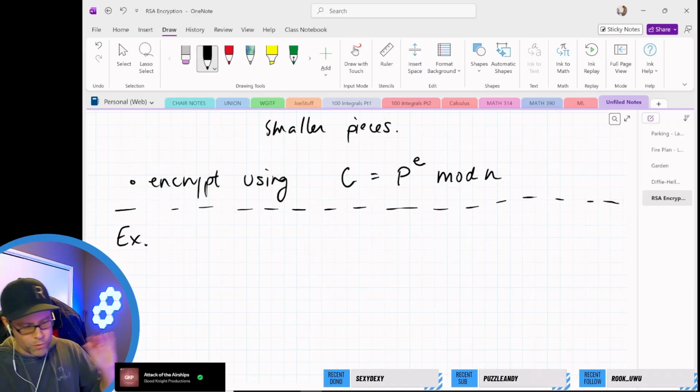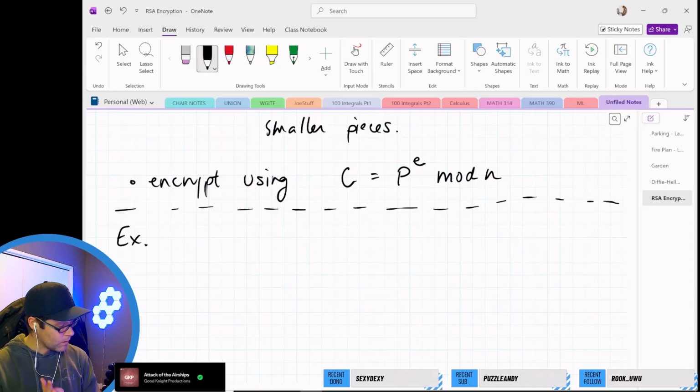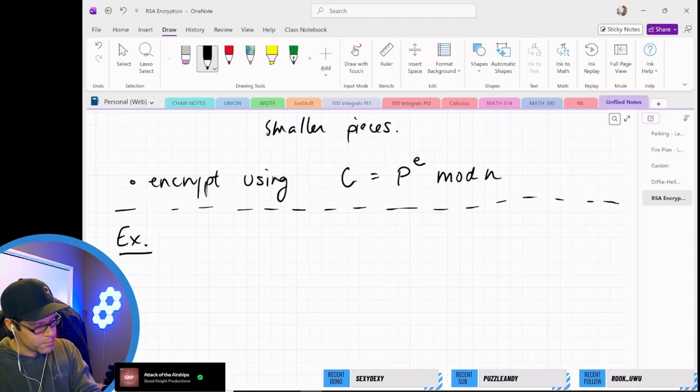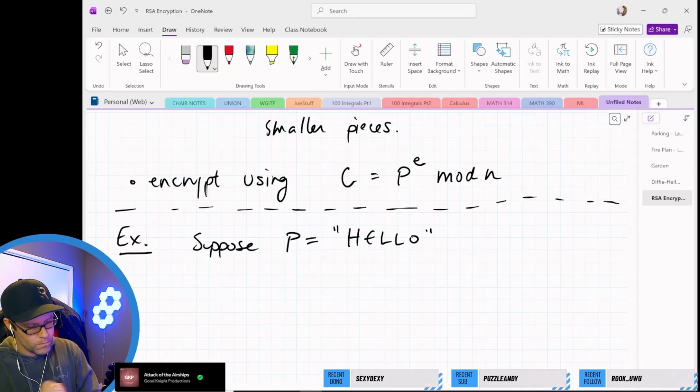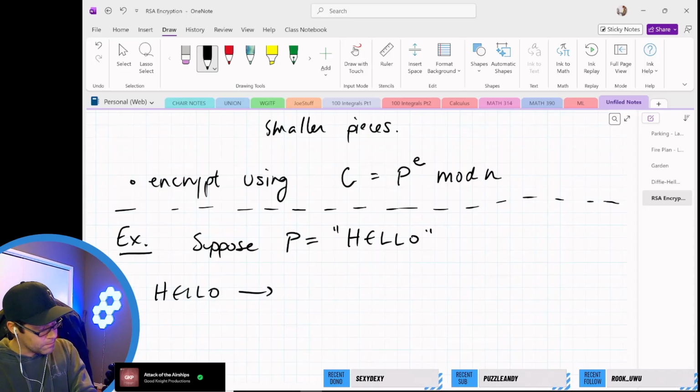So let's see how this might be reasonably done using ASCII. Let's say we want to send a plain text message, hello, to somebody. Keep it nice and simple for this particular example, because there are some computations that you might want to do. Suppose our plain text message is HELLO, all capital letters. If I were to take hello and convert that into ASCII, I would get 7269767679.